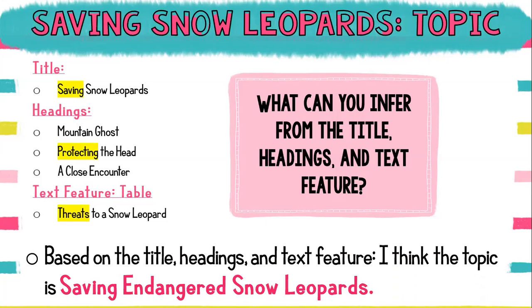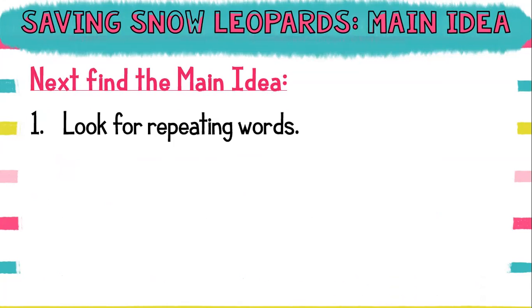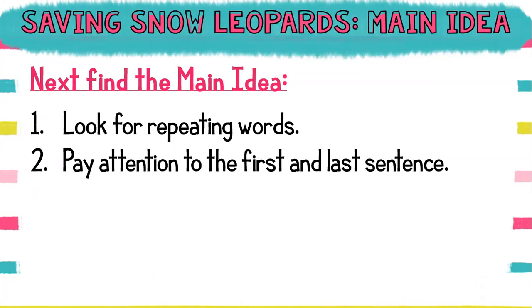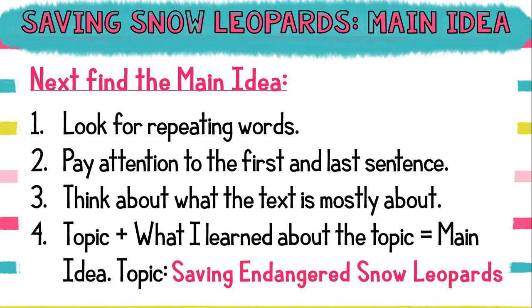And I'm going to use that topic to help me create the main idea of the text. So next we're going to be thinking about what is the main idea of the text and how can I figure that out? One, I'm going to look for those repeating words. We know how important those repeating words are. Next, I'm going to pay attention to the first and last sentence. Think about what the text is mostly about. And then I'm going to look at my main idea equation, which is my topic plus what I learned about the topic, and that's going to equal my main idea. I already know that my topic is saving endangered snow leopards. So what would be my main idea? What do I learn from the text about this topic?